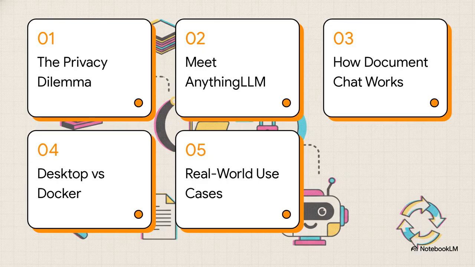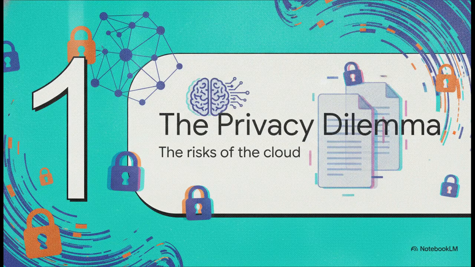All right, so here's our roadmap for today. First, we'll look at the privacy dilemma. Two, we'll meet AnythingLLM. Three, we'll break down how document chat actually works. Four, we'll compare desktop versus Docker setups. And five, we'll dive into some real-world use cases. Let's jump right into part one, the privacy dilemma and the risks of the cloud.